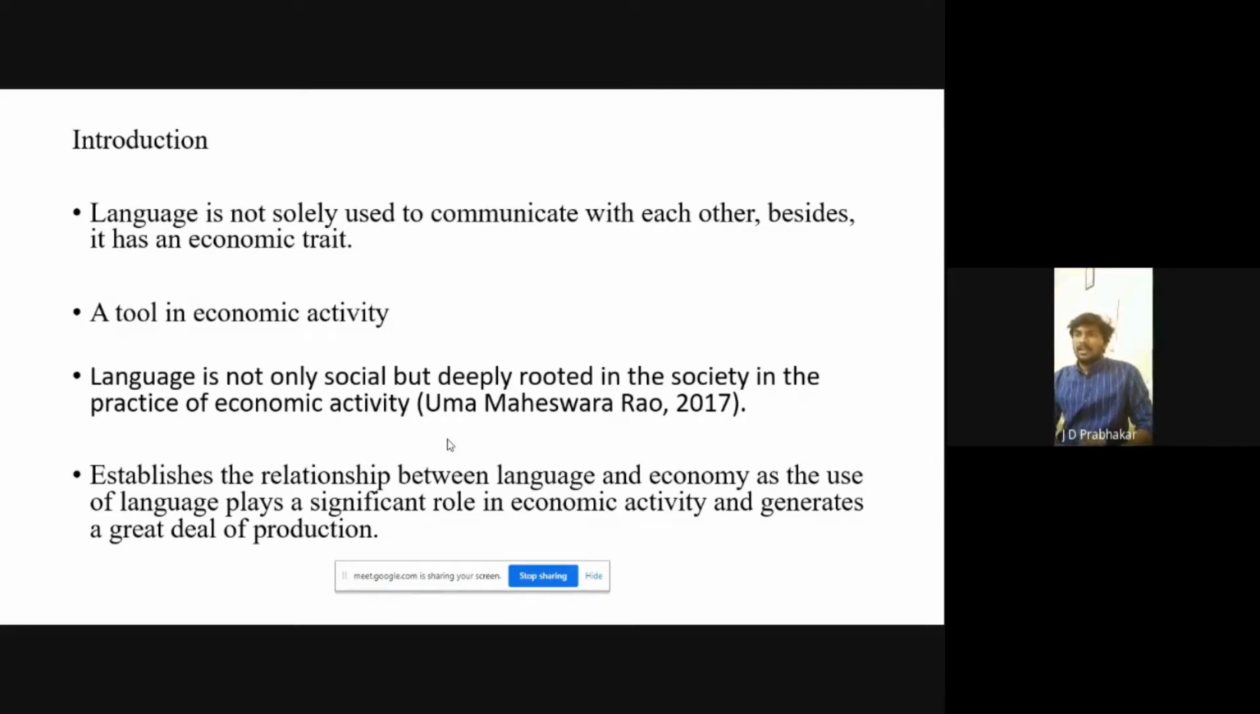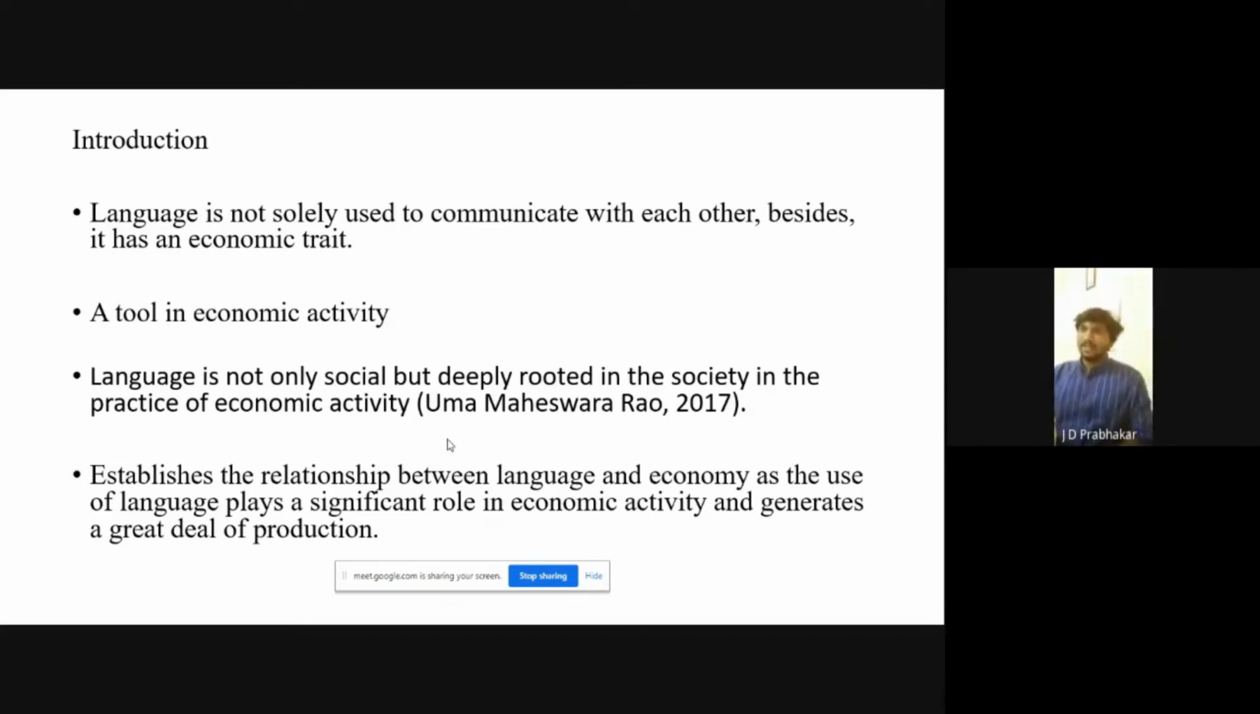And knowledge is the basis of all activity, as we all know. But language is the basis of knowledge. Hence, language can be used as a tool, like any other machinery or any other instrument. Language is also used as a tool in economic activity. Language is not only social, but deeply rooted in society, in the practice of economic activity.